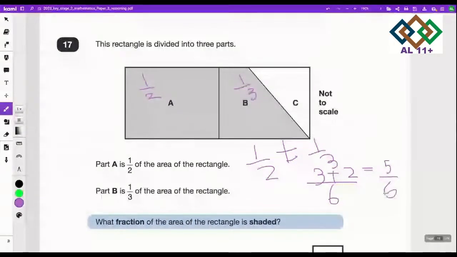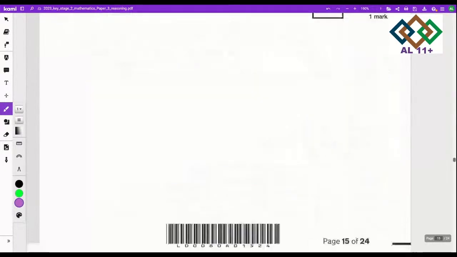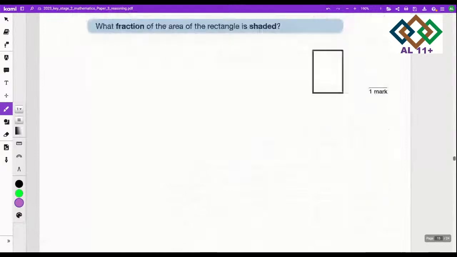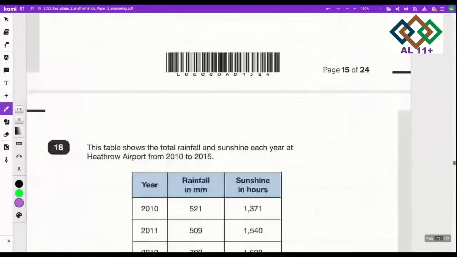So if you have something like this in your SATs, don't get confused. The way of doing these sums is really easy. I know that you must have done lots of practice for your 11 plus, and you must have done lots of questions which are harder than this one.